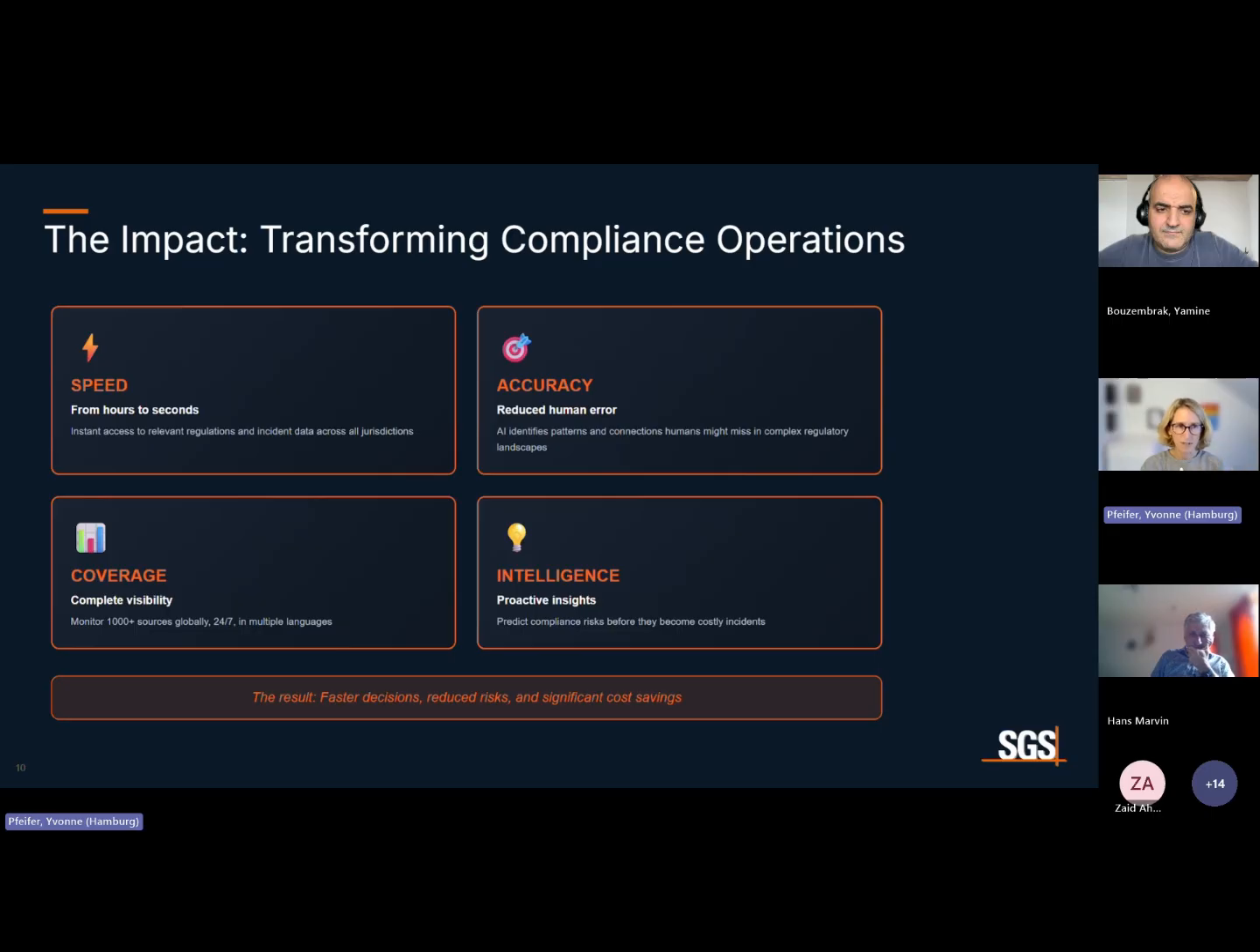And of course, the impact is really high. You get more speed in your process, from hours to seconds. You have more accuracy, a wider coverage, and of course you are using the intelligence to get proactive insights, so the result is you can make faster decisions, reduce risk, and achieve significant cost savings.